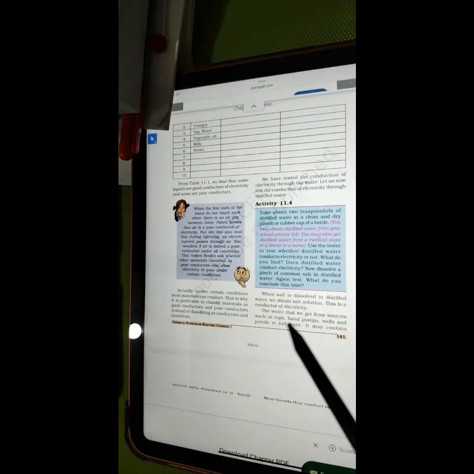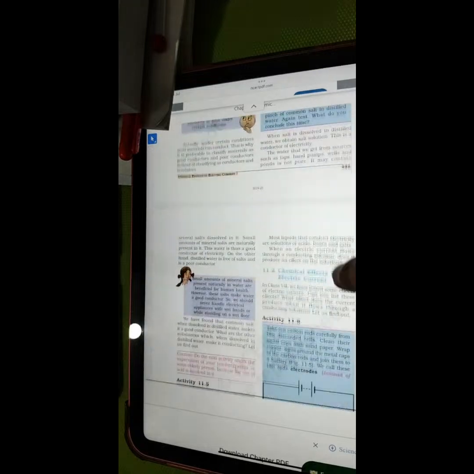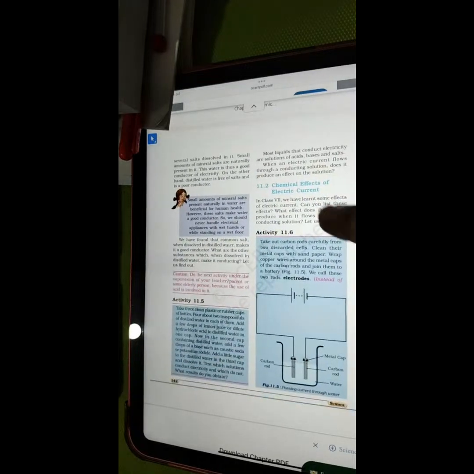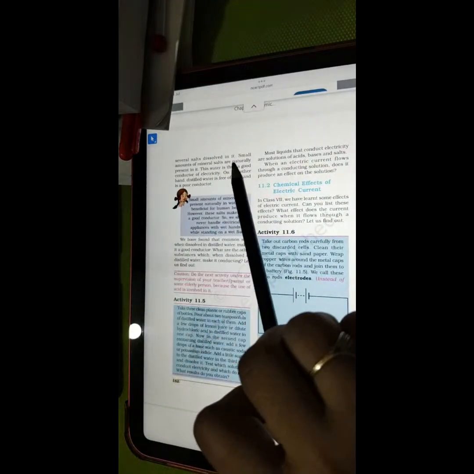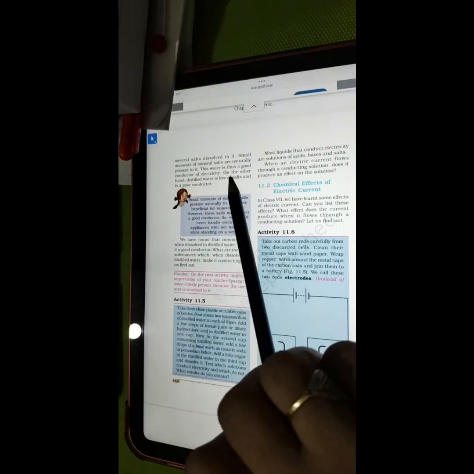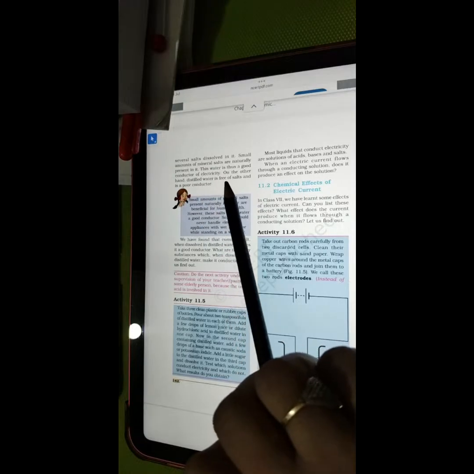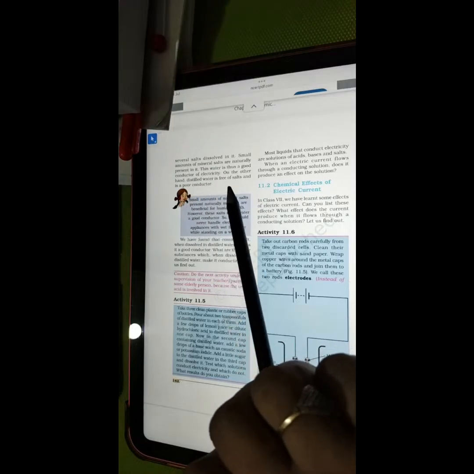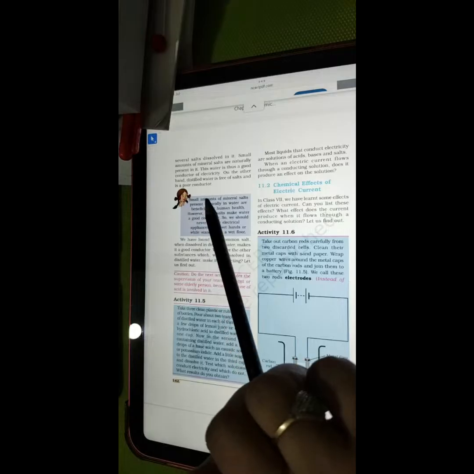When salt is dissolved in distilled water, we obtain salt solution. This is a conductor of electricity. The water that we get from sources such as taps, hand pumps, wells, and ponds is not pure. It may contain several salts dissolved in it. Small amounts of mineral salts are naturally present in it. This water is thus a good conductor of electricity. On the other hand, distilled water is free of salts and is a poor conductor.